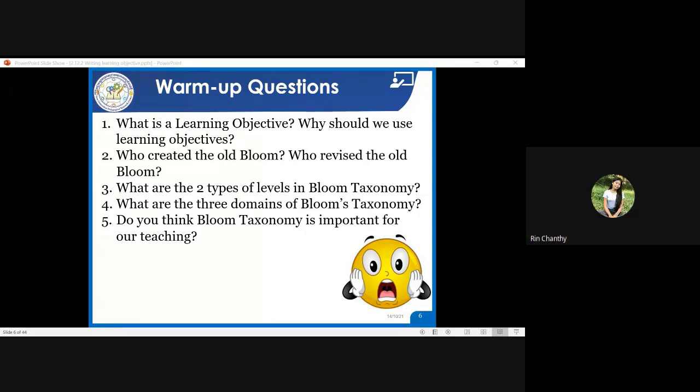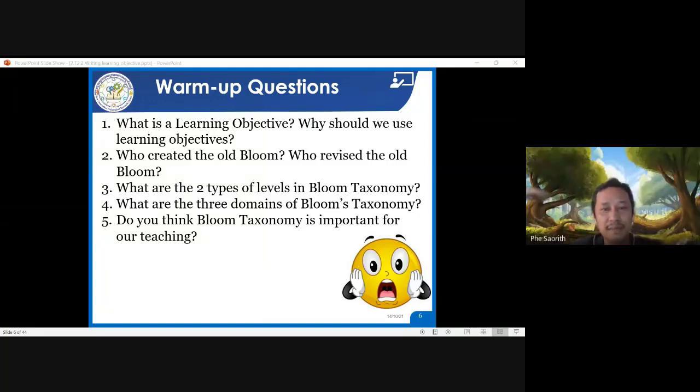Teacher, I can answer. The 2 types of levels in Bloom taxonomy are lower order thinking and higher order thinking. Lower order thinking skills, in short, we call LOTS. And for higher order thinking skills, in short, you write HOTS. Okay, thank you, Chanti.